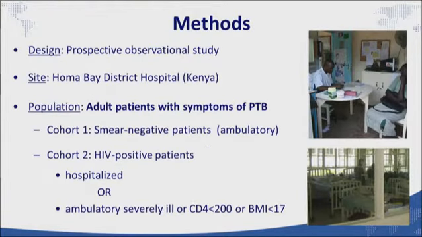This was a prospective observational study. It was conducted in Homa Bay District Hospital in Kenya, and the population was adult patients with symptoms of pulmonary tuberculosis. And we had 2 cohorts of patients. First cohort was smear-negative patients who were all ambulatory patients. You can see the picture on the slide. And the second cohort were HIV-positive patients who could be either hospitalized or ambulatory patients, severely ill or with CD4 less than 200 or with BMI less than 17.